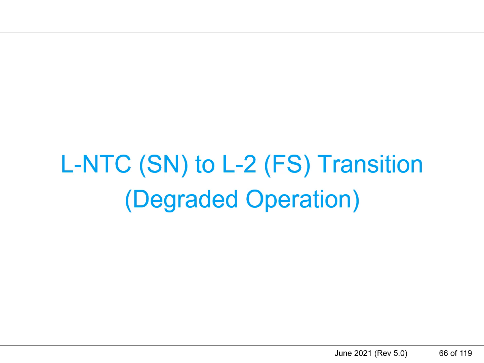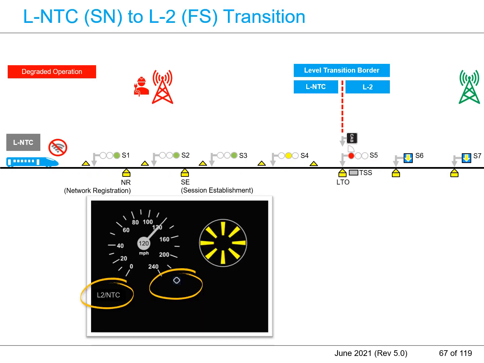Next section will walk through a degraded operation scenario, during the transition from level NTC SN mode to level 2 FS mode. In this hypothetical scenario, the transmission mast for the radio network coverage, on the approach to the level transition border, is offline. The ETCS on board, the RBC, the interlocking system, and the Belize groups are functioning.